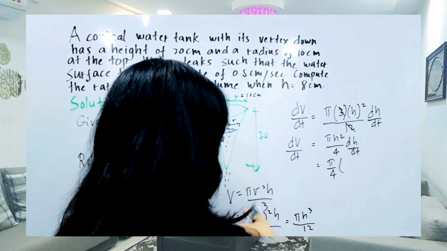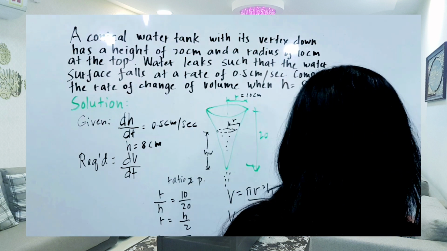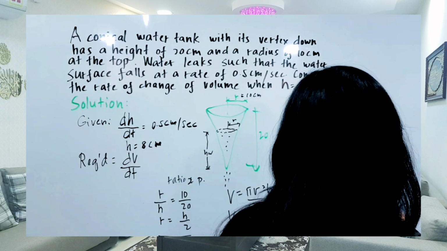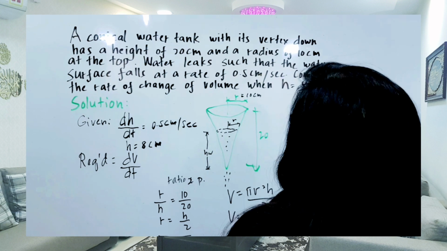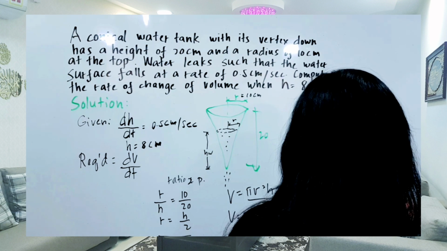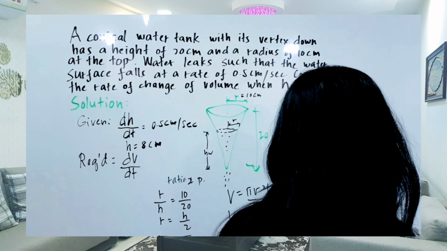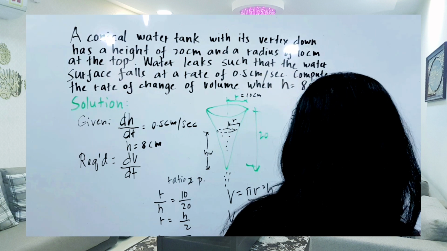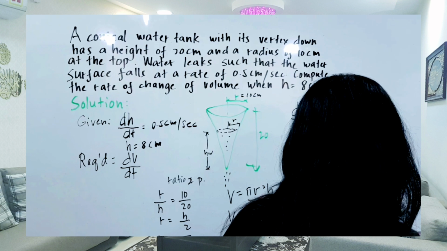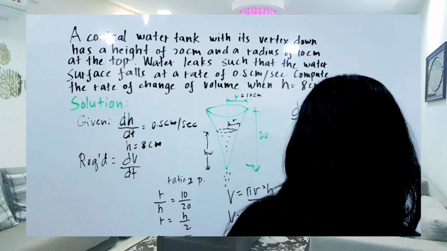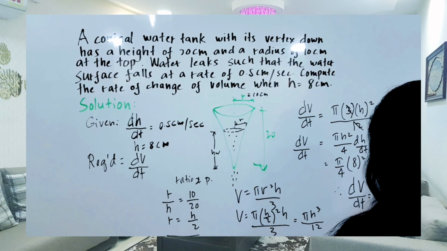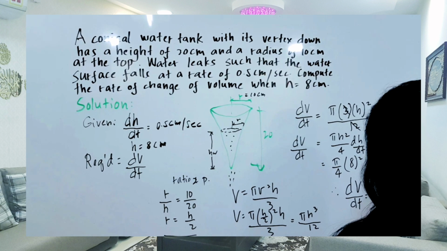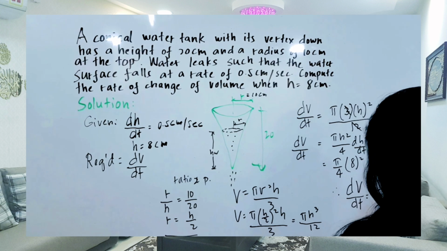Times the height, which is equal to 8 squared, dh over dt, which is equal to 0.5. dV over dt therefore is equal to 13.